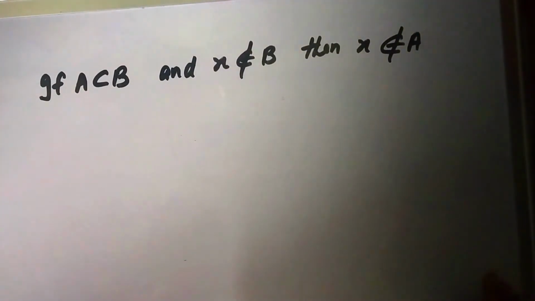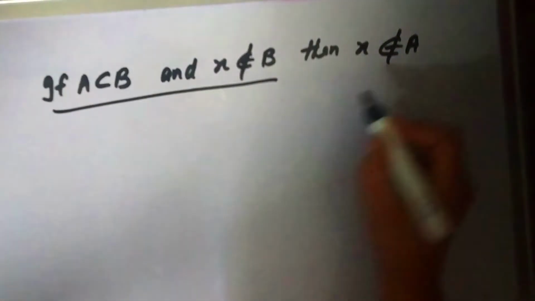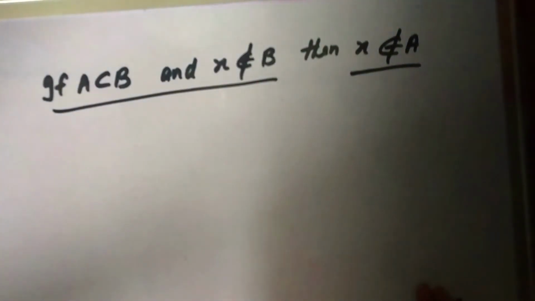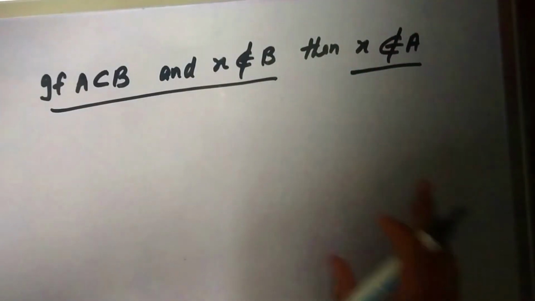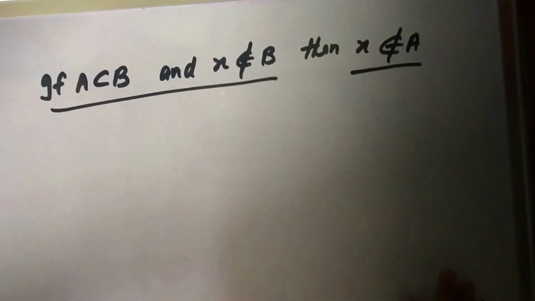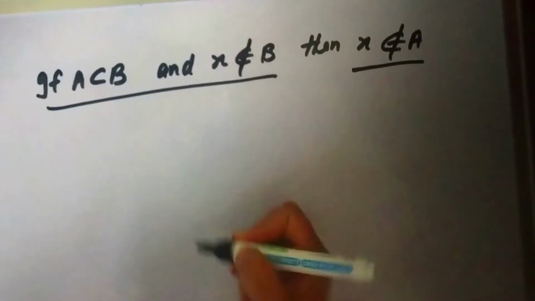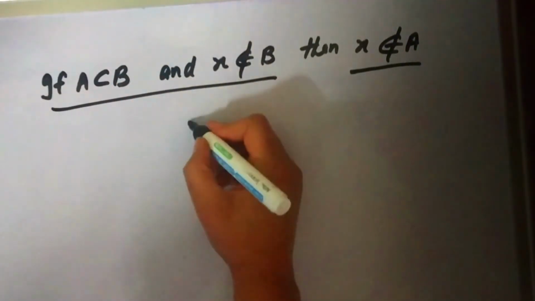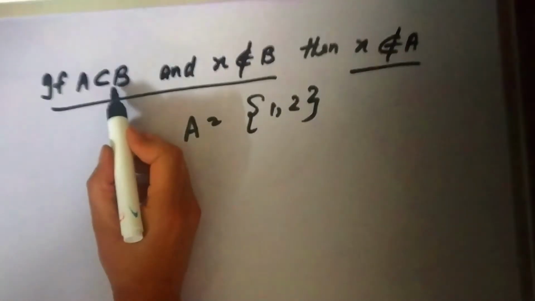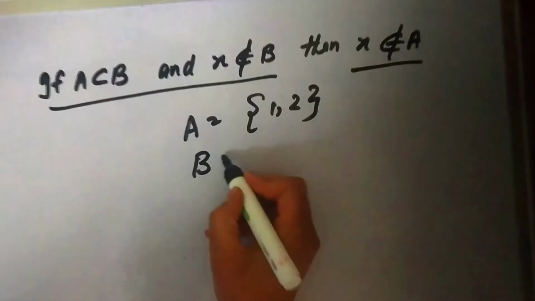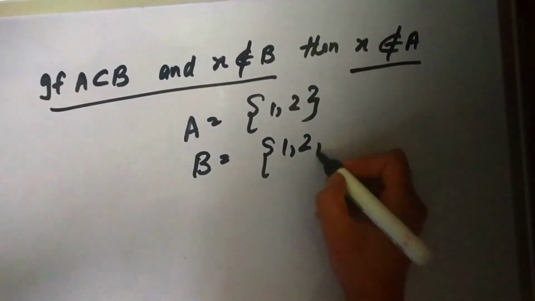So here I've written one more example, which states that if these two conditions are met, then will it be true or false? That means if A is a subset of B and X doesn't belong to B, then does that mean that X doesn't belong to A? It's quite simple to see now. A is a subset of B, so we need to generate two sets such that A is a subset of B. Let A equal {1, 2}. Okay, and A is a subset of B, that means B is a bigger set containing all the elements of A also.